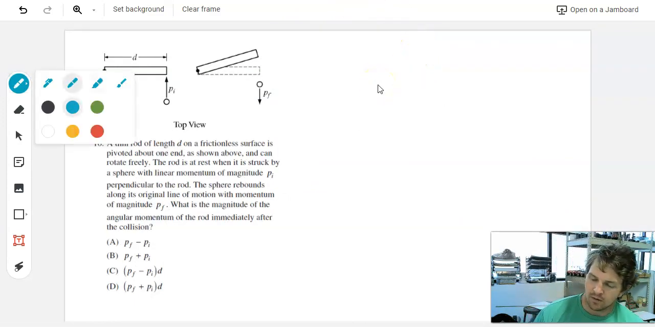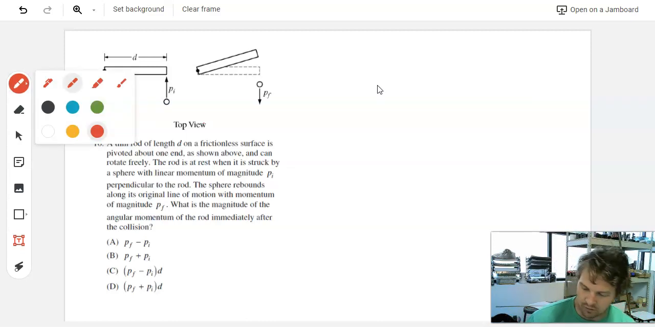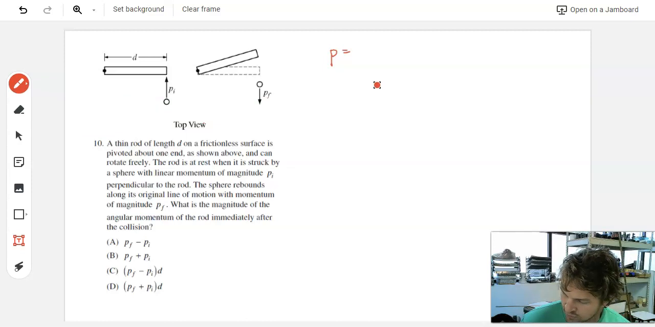For 10, this is part of angular momentum, and just a quick little history lesson. Remember, linear momentum is p equals mv, right? Angular momentum is a capital L, and we just put the same terms in. Rotational mass, or rotational inertia, is capital I. And instead of linear speed, or velocity, we have angular velocity, which is omega. This is for a thing that's rotating.